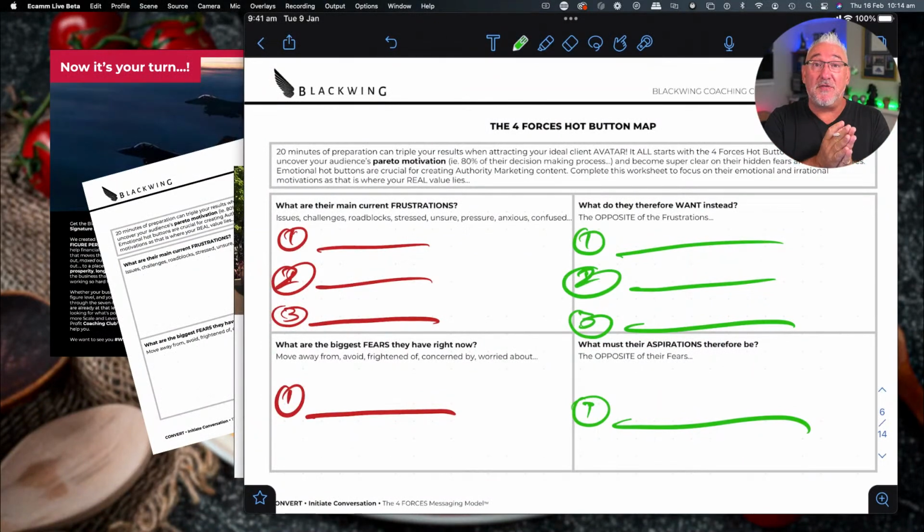Just as an aside, really simple, okay? I want you to know that the frustrations and the fears are much more important than the wants and aspirations. I know that sounds a little bit weird and counterintuitive, but there are three reasons for this. Number one, Tony Robbins always says that people will do much more to avoid pain than they will to gain pleasure, right? So you'll find that pain and stress and concern are a much more dominant motivator.